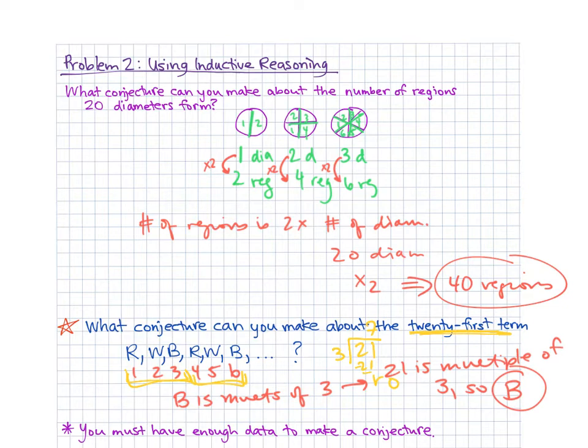And so it kind of goes like this. All remainder of 1s would be R's, all remainder of 2 would be W, and then all remainder of 0 would be B. So then 1, 2, 0.